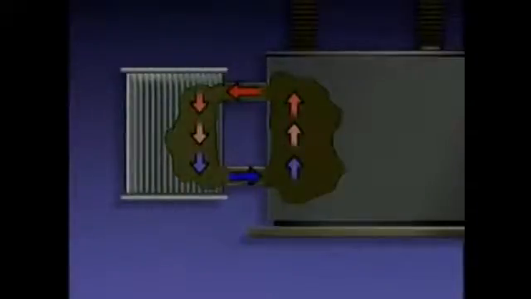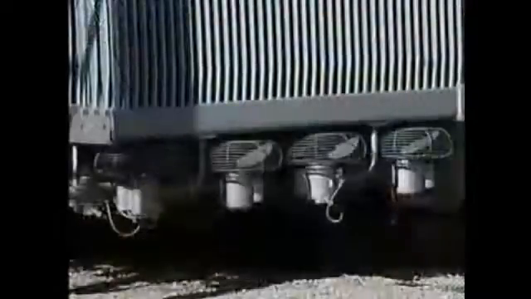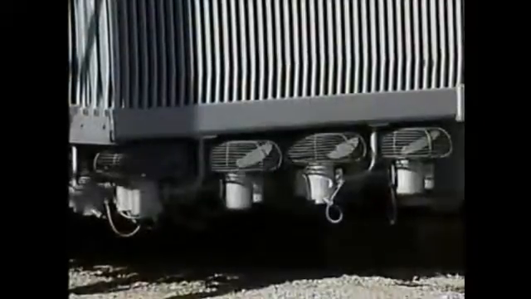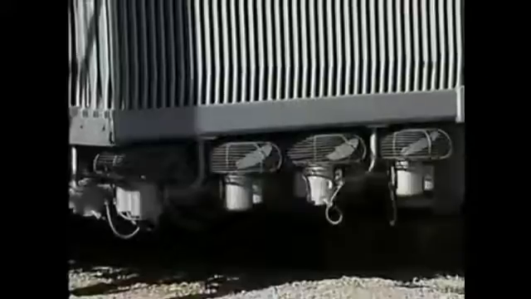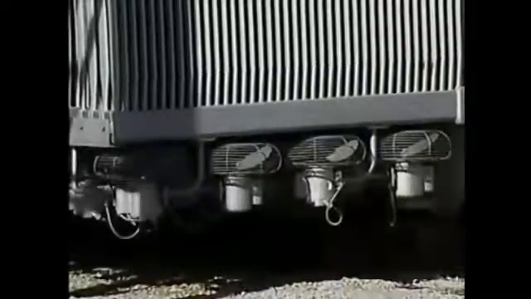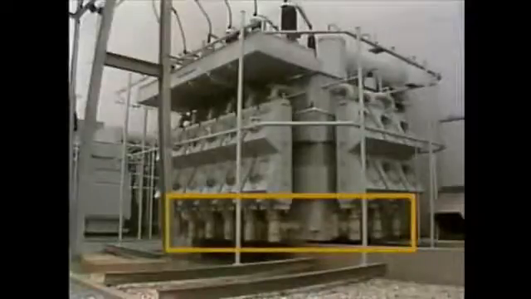heat from the windings. Some oil-cooled transformers use mechanical devices to aid in cooling. For example, this transformer has a set of fans that move air through the radiators to help transfer the oil's heat to the surrounding air. Transformers can also have oil pumps. They create a forced circulation of oil through the transformer and its radiators.